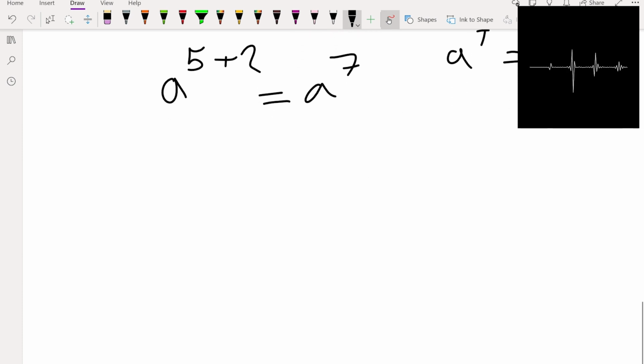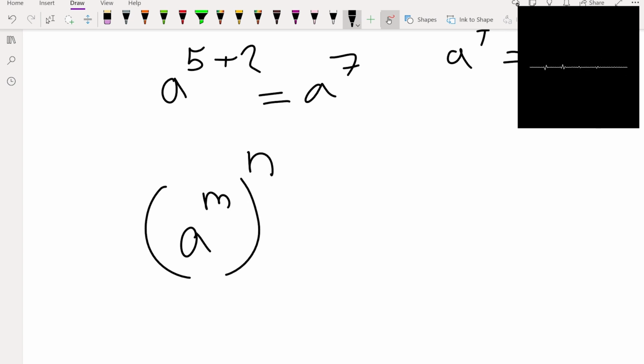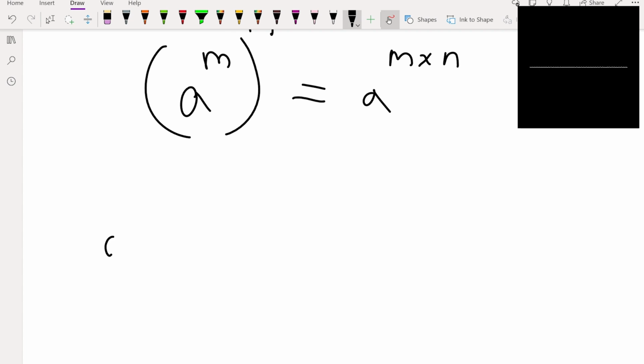The next exponent rule we're going to go over is this one. If you take a number, raise it to a power, then raise that whole thing by another power, the result will be equal to the original base to the power of the original exponent times the other exponent. So let's take a to the power of 3 and raise all that to the power of 4. We can rewrite this as, why did I do this?